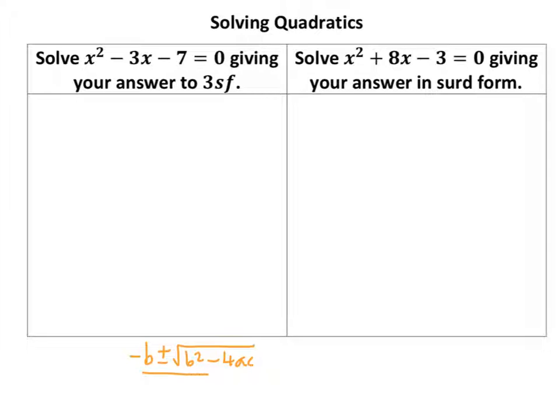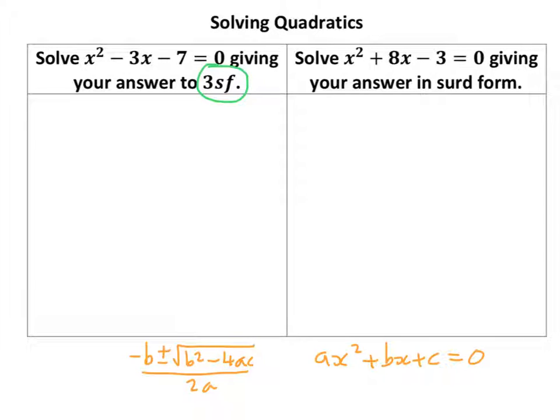So b squared minus 4ac all over 2a, and that's taken from the general quadratic, which is ax squared plus bx plus c equals 0. So a, b and c are numbers. So there you go. Now, the clue here is the 3 significant figures. So it basically means it won't factorise very nicely, and you're going to have to do something else with it.